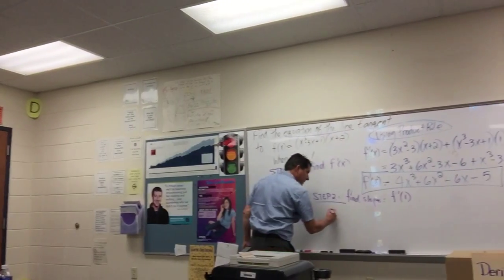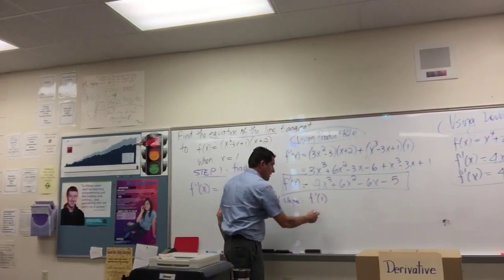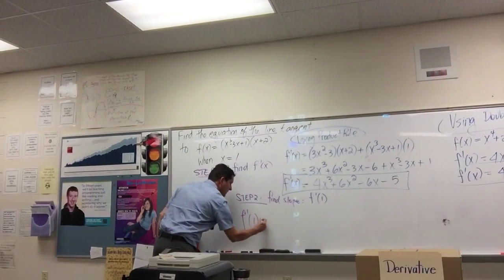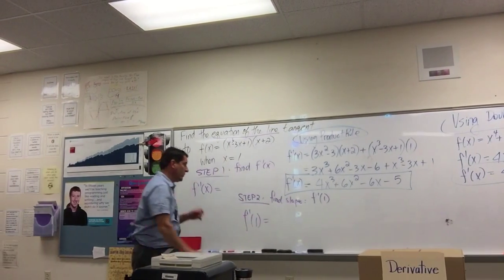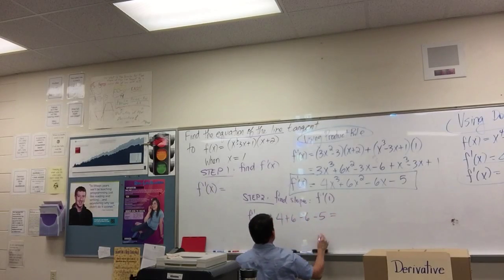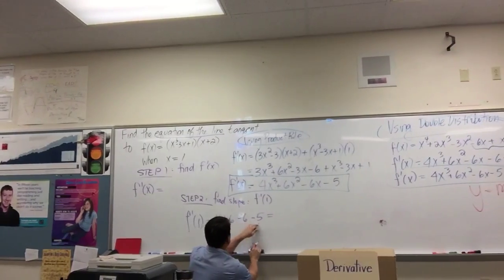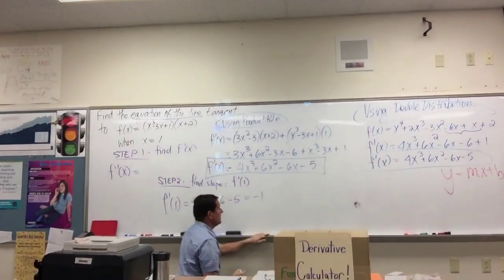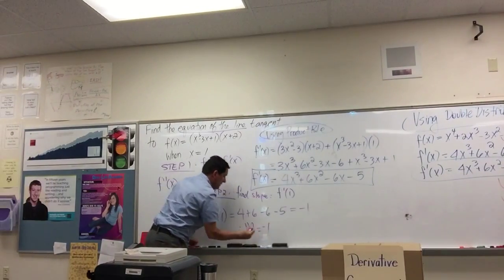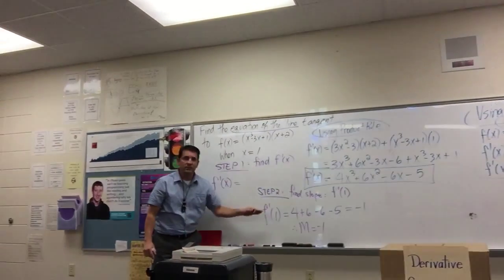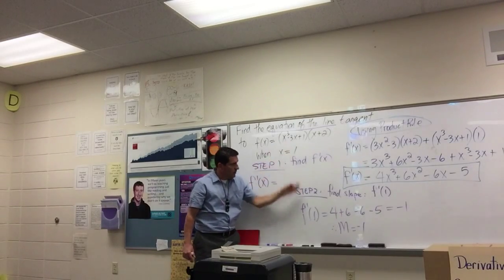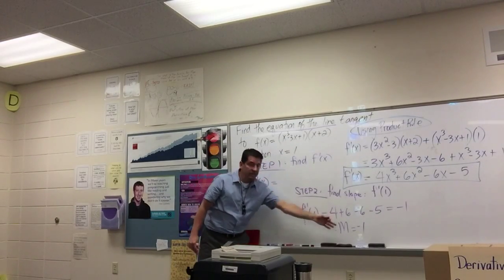Okay, so let's go find that out. f prime of 1 is 4 plus 6 minus 6 minus 5. I got negative 1. Okay, so, just so you're understanding, f prime of 1 is the slope of the line tangent to this wacky curve, whatever it is, when x equals 1. And the slope is negative 1.